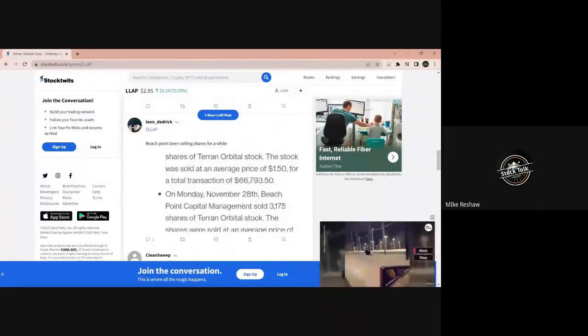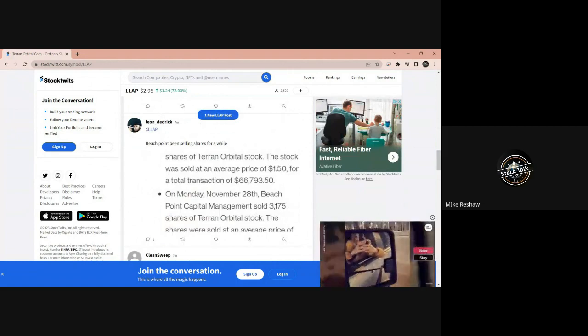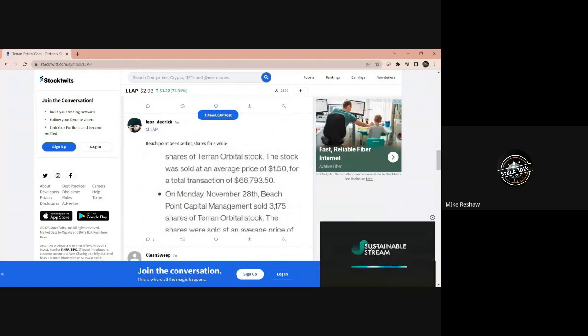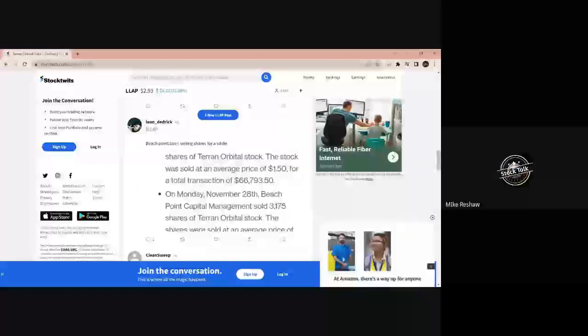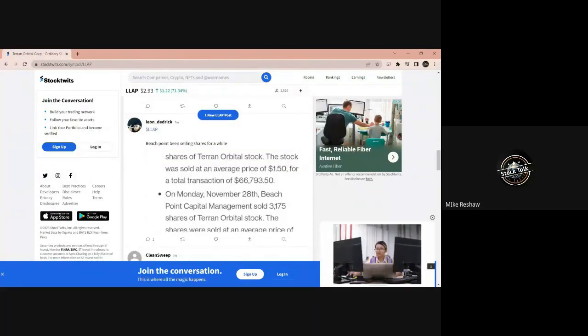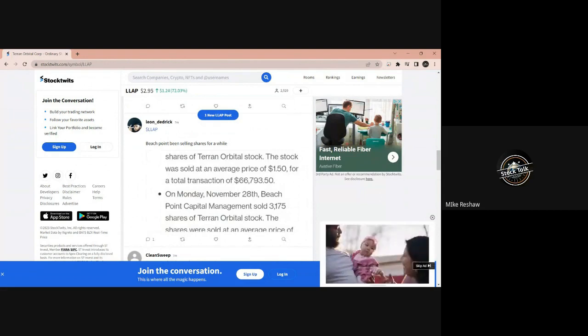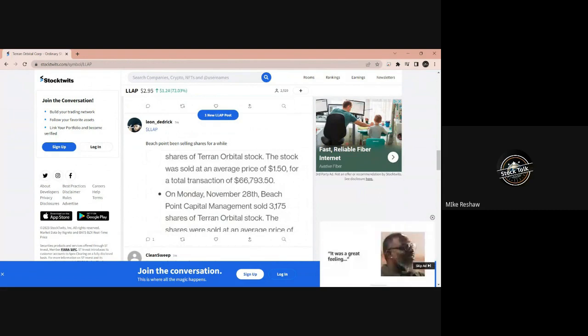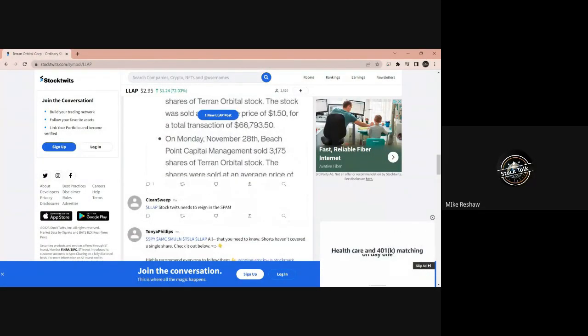Leon Diedrichs has a great take here. He says, Beach Point been selling shares for a while. Shares of Terran Orbital stock. He highlights and takes a screenshot. The stock was sold at an average price of $150 for a total transaction of $66,793.50 on Monday, November 28th. Beach Point Capital sold 3,175 shares of Terran Orbital stock. So that is something also to note. Great take, great screenshot, great note there as well.